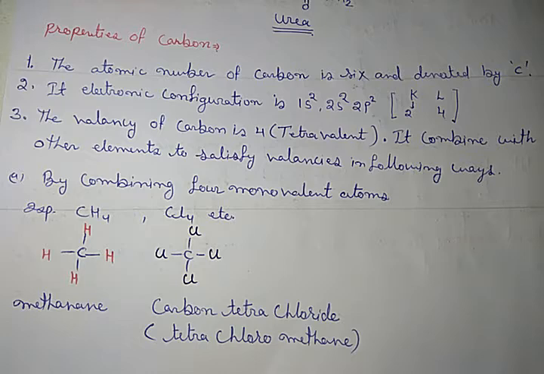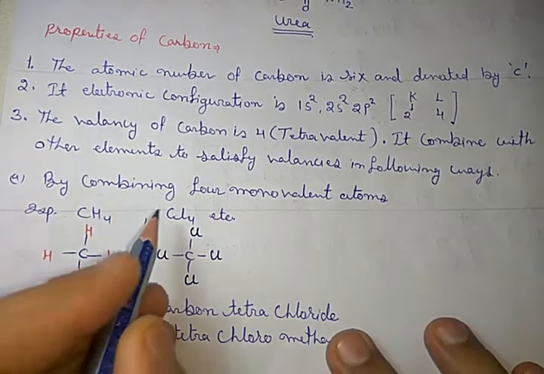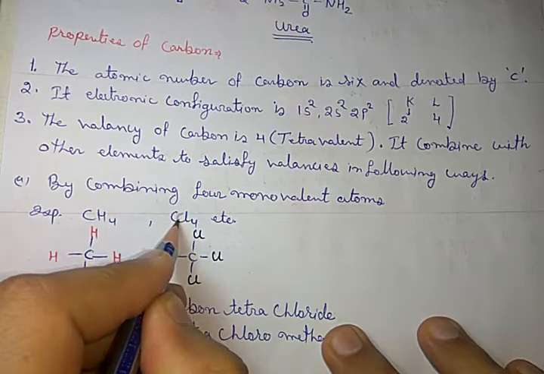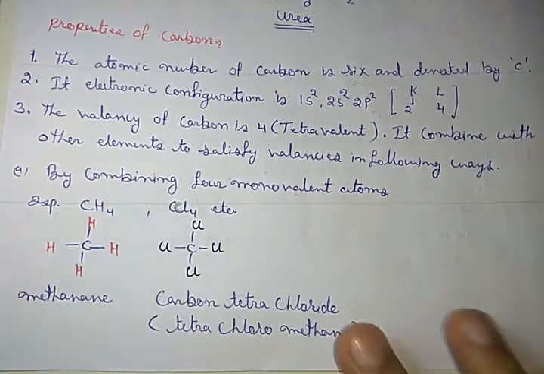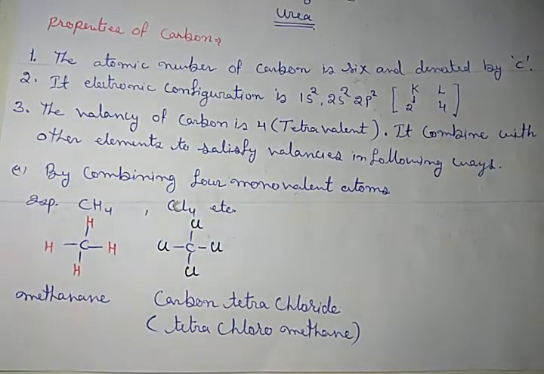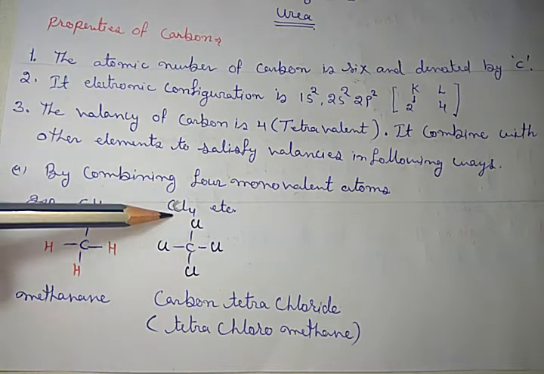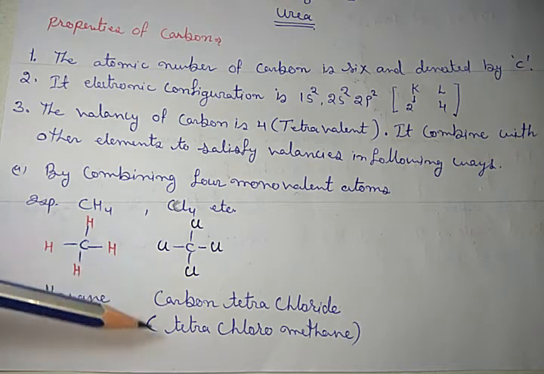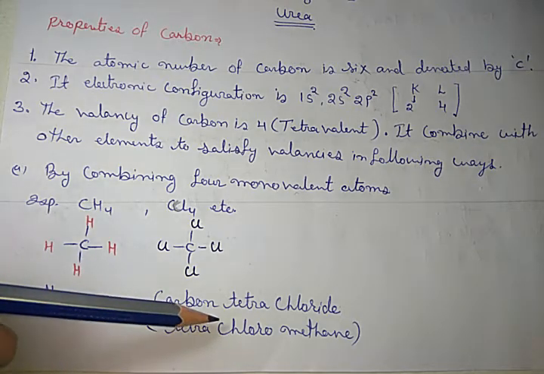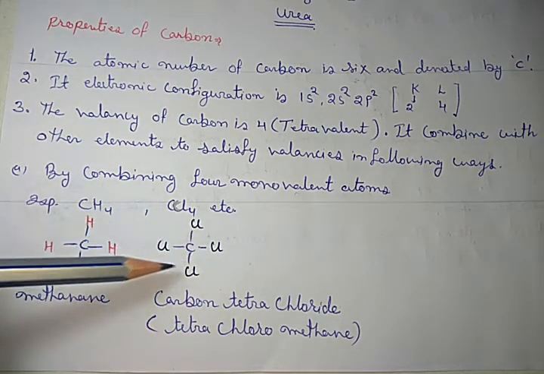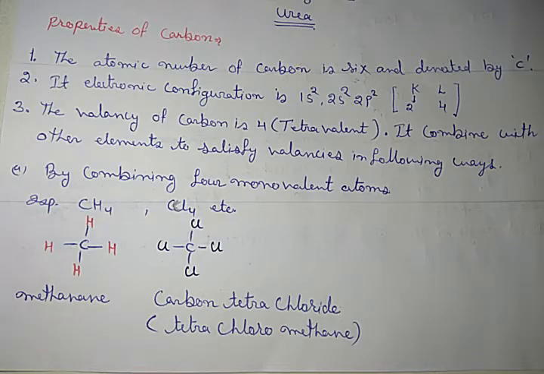So by combining with 4 monovalent atoms, like methane, CH4, and CCl4. In methane, carbon combines with 4 hydrogen atoms, which are monovalent. The second is carbon tetrachloride, CCl4, also called tetrachloromethane, in which carbon is combined with 4 chlorine atoms by making single bonds.